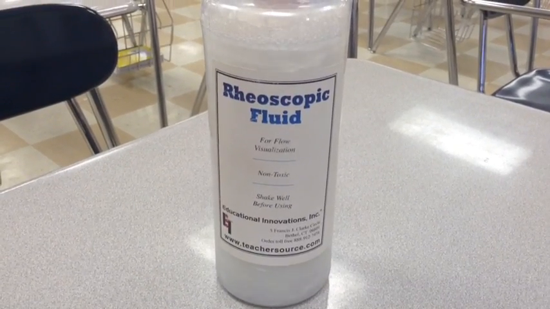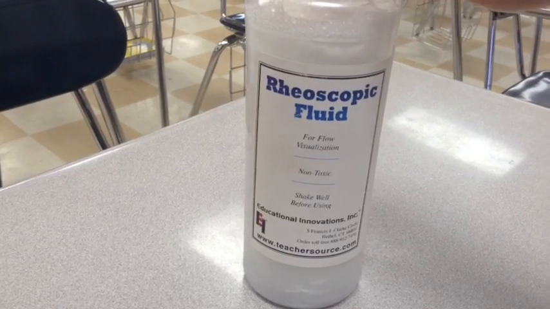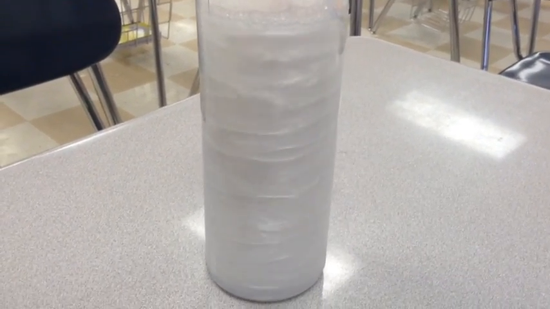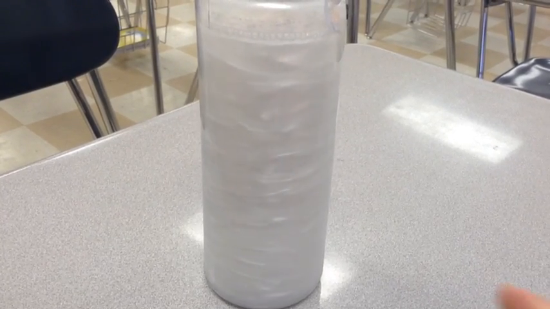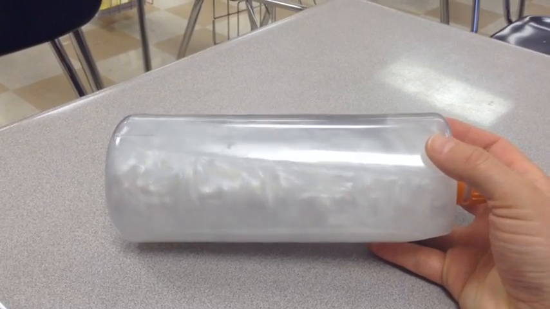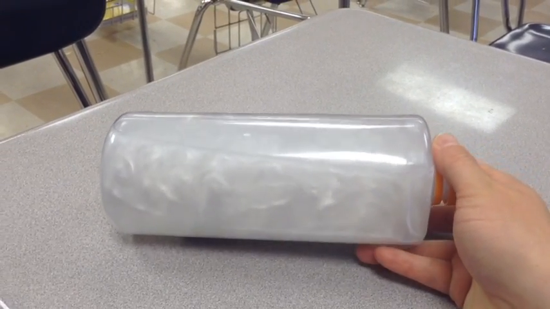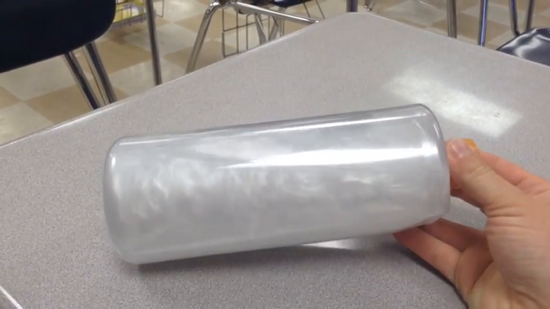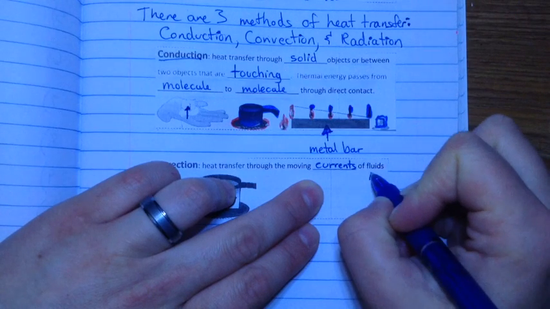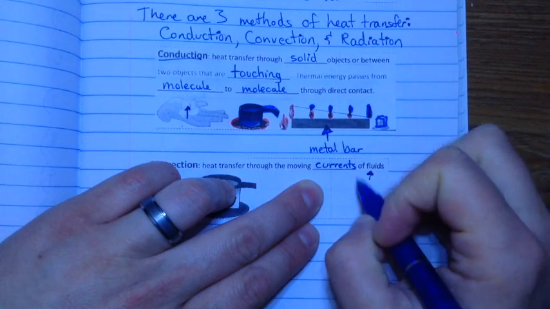Here's a great visual example for currents. This is rheoscopic fluid. You can actually see the currents flowing in that bottle. If I tip the bottle, you can see how those currents change. So that helps you visualize the currents flowing in a fluid. Remember, fluid can be liquid or gas. Currents of fluids.